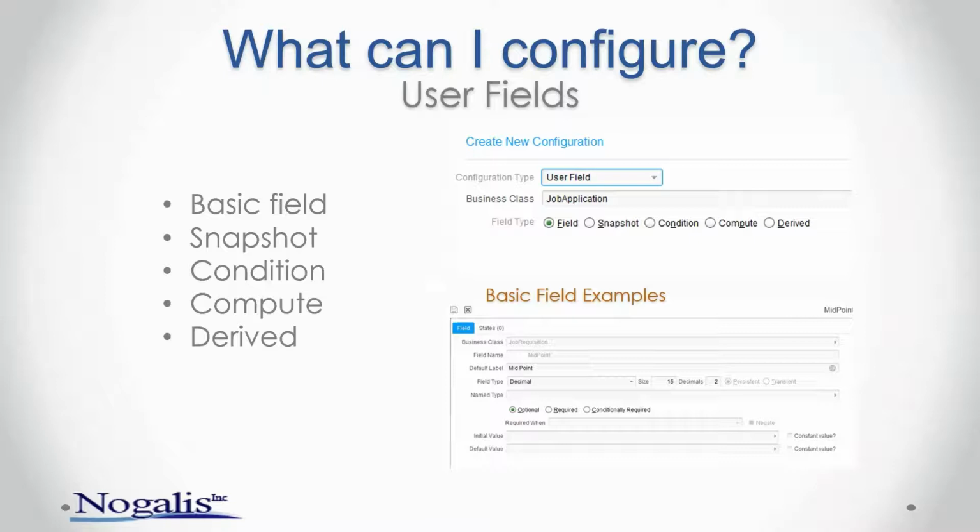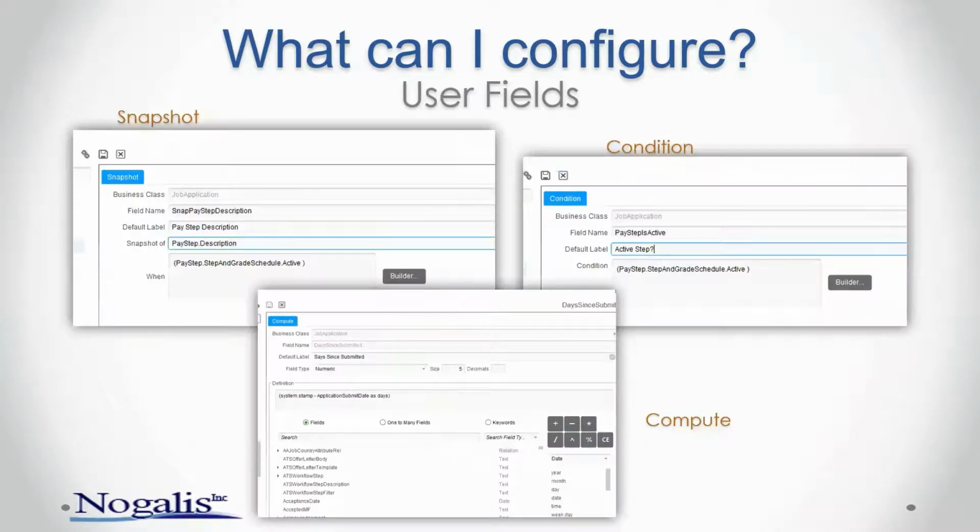So very, very useful. Some other types of user fields, there's a snapshot, which is basically what it sounds like. It's a snapshot of another field in the system. You can only set up snapshots of fields that are related to the business class where you're working, and you can set conditions on them so that that field would only be populated when those conditions are met.